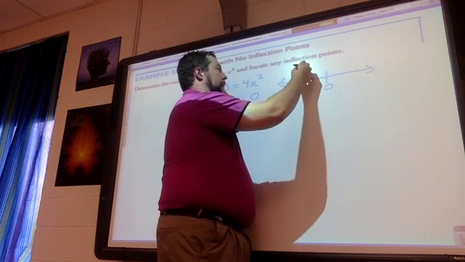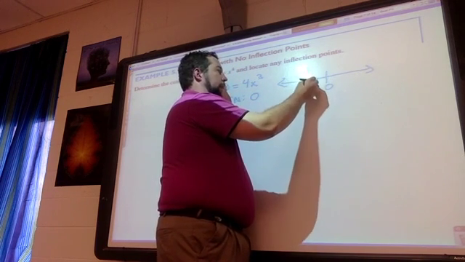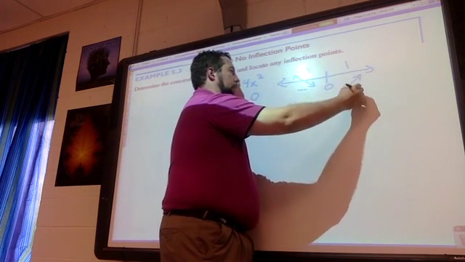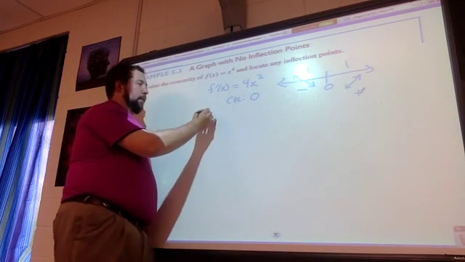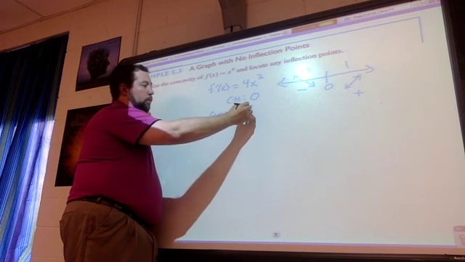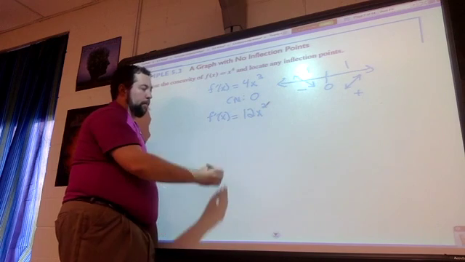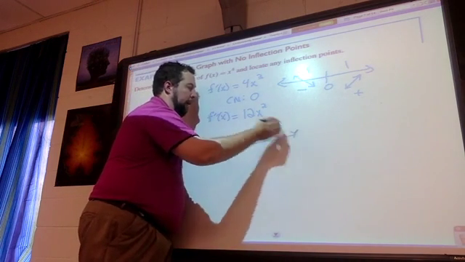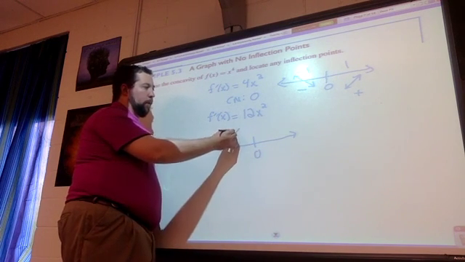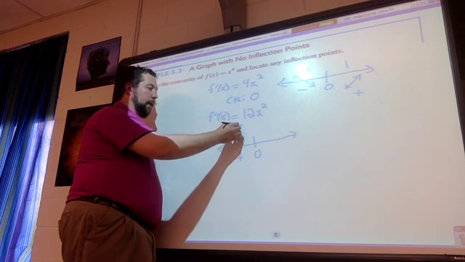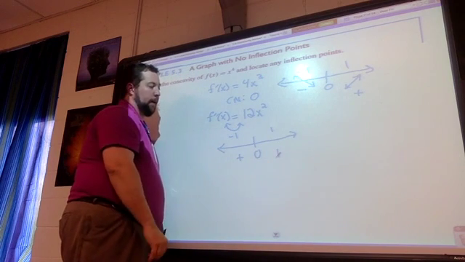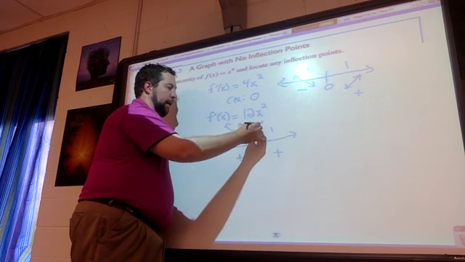On either side of 0, a negative 1 will make it negative, so it's going down. And a positive 1 will make it positive, so it's going up. All right, and then if I do the second derivative, that gives me what? 12x squared. So again, my point of interest for a point of inflection would be 0. If I plug a negative 1 in, that's going to give me positive, so concave up. If I plug a positive 1 in, that also gives me positive, which is going to be concave up.